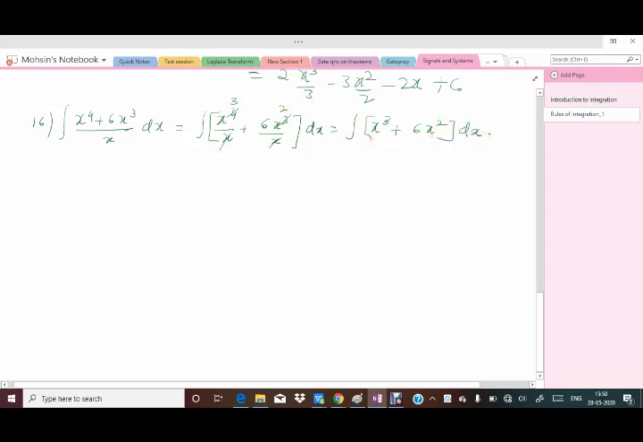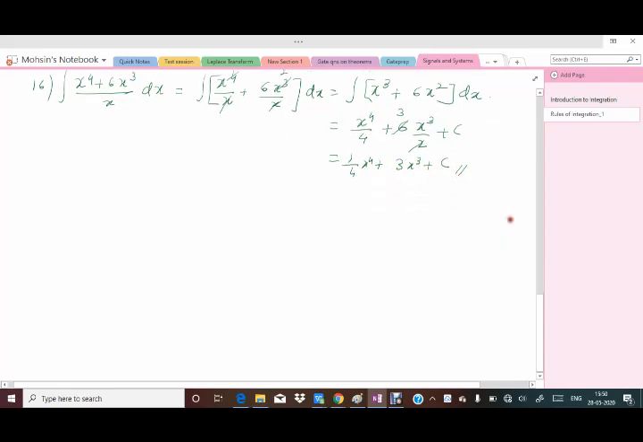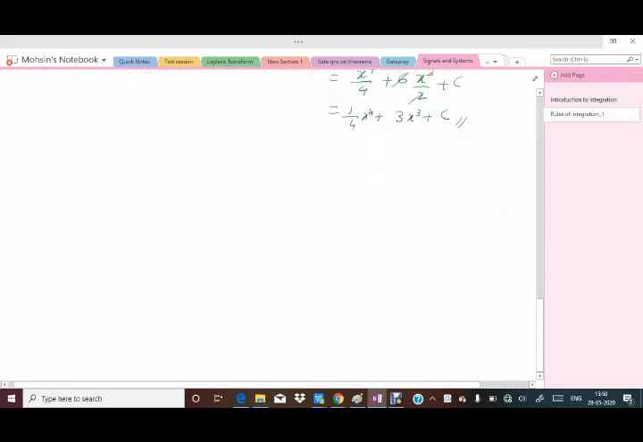So now we can evaluate the integration of this. What we're going to get is x raised to 4 by 4 plus 6x cube by 2 plus c. This can be simplified, and 1 by 4 x raised to 4 plus 3x cube plus c is going to be our simplified answer. Okay, so likewise we can simplify any of the given expressions.